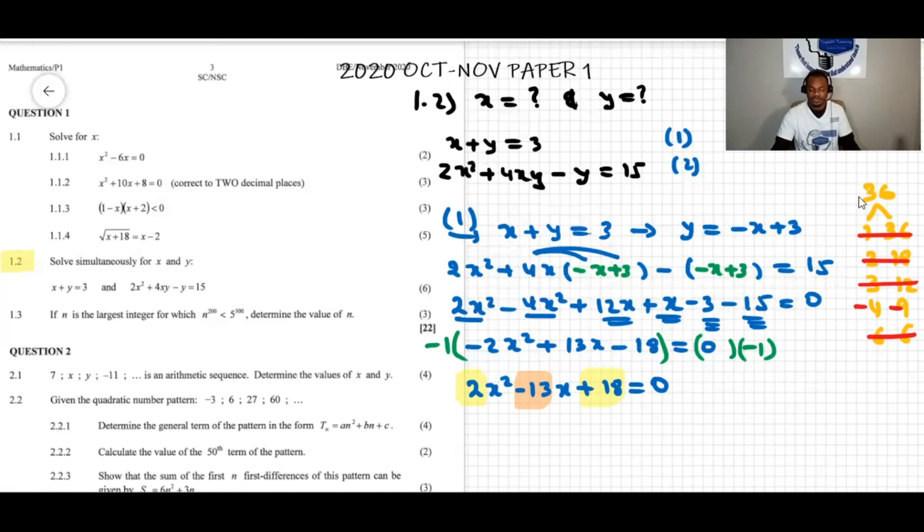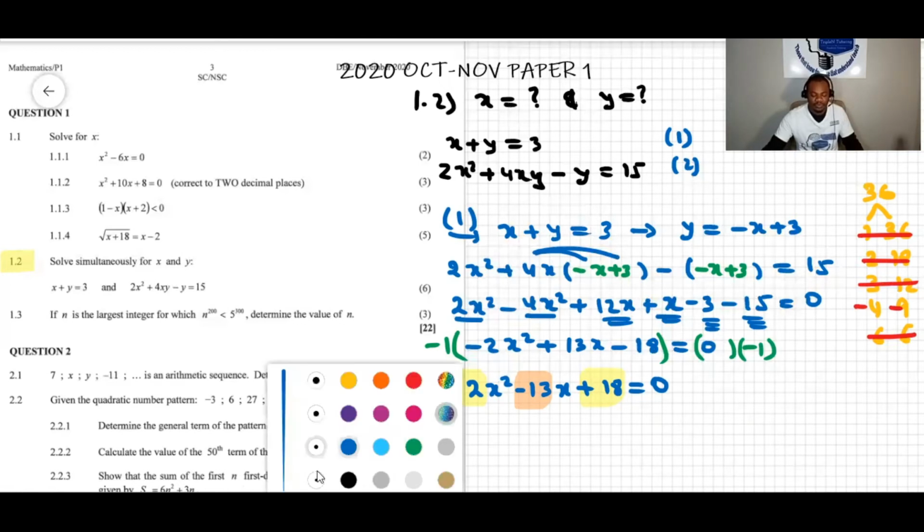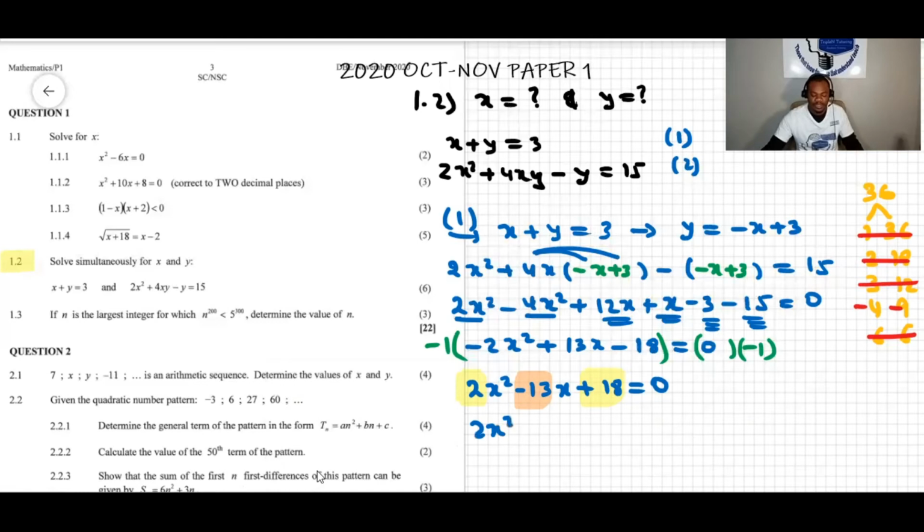Okay? So I am going to break down the trinomial into 4 terms. This is how I'm going to write the trinomial now. I'm going to write it like 2x squared. Instead of writing negative 13x, I'm going to write minus 4x minus 9x plus 18 equal to 0. So note that this part is just negative 13x. Okay? 4 terms now.